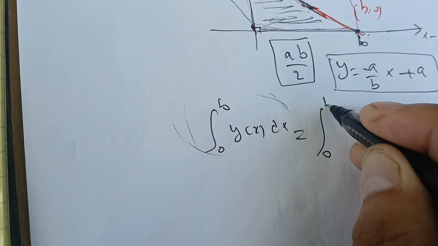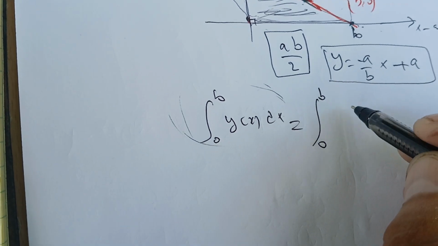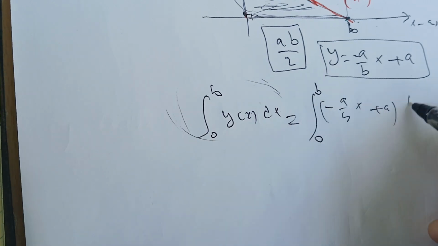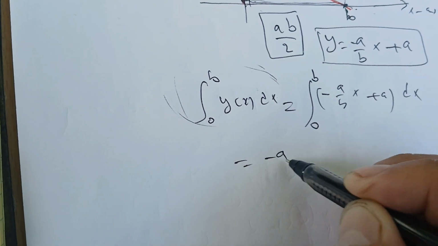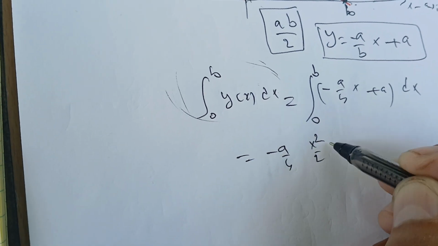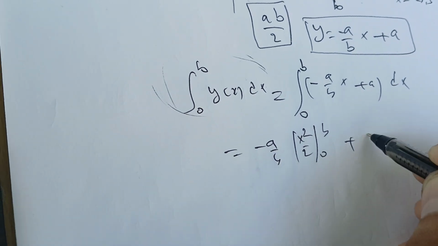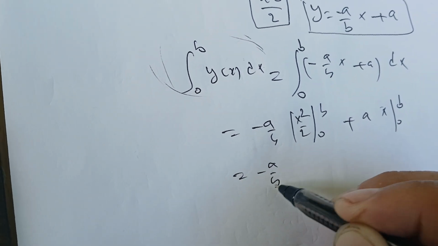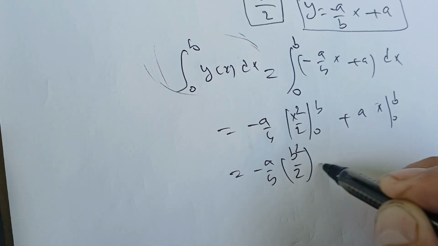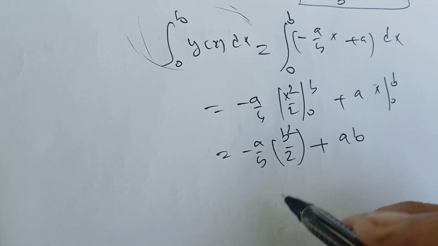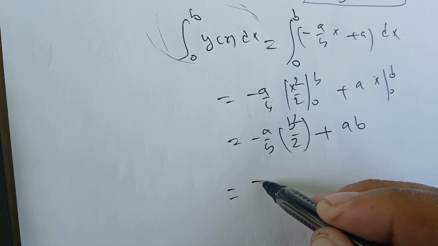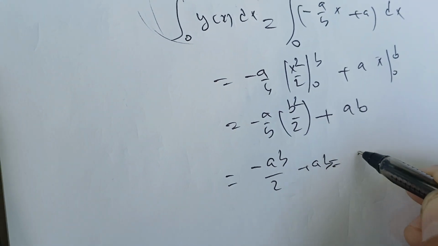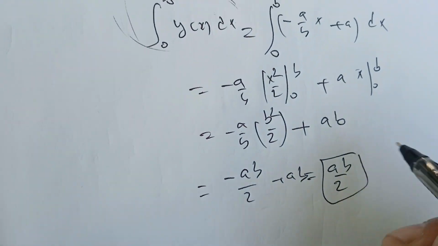So the integral between 0 and b, you have a lot of b's, but that's fine. Minus a over b x plus a dx. So it's going to be minus a over b, x squared over 2 between 0 and b, plus a x between 0 and b. So we have minus a over b, b squared over 2, plus ab. Let's do one more simplification. We have minus ab over 2 plus ab, which is ab over 2. Yes, this is right. So we get the right thing.